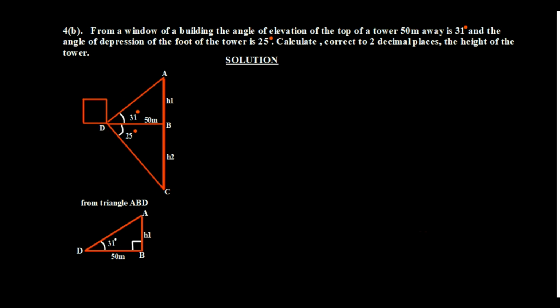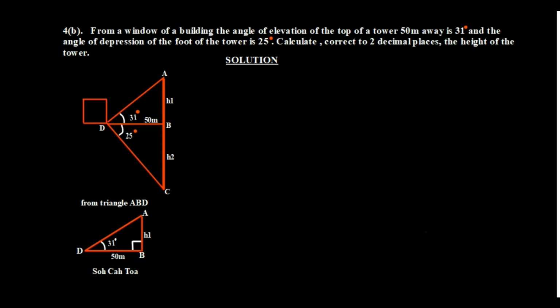Now I hope you remember your SOHCAHTOA. That is what we're going to use to find the value of H. And I believe you still remember your SOHCAHTOA, which is sine is equal to opposite over hypotenuse, cosine is adjacent over hypotenuse, and tangent is opposite over adjacent.